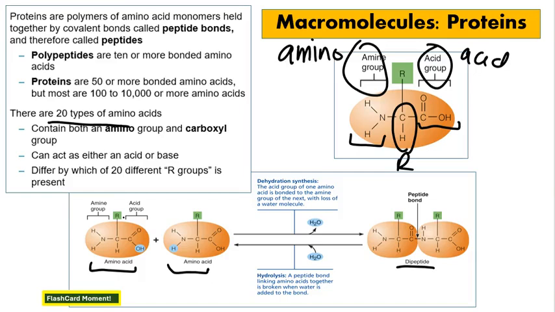But when you're talking about proteins, they're ginormous. Okay? So they could be 50 or more, or even 10,000 amino acids coming together. It just depends. And because we have so many different types of proteins, they all have different configurations that we're going to get into next.